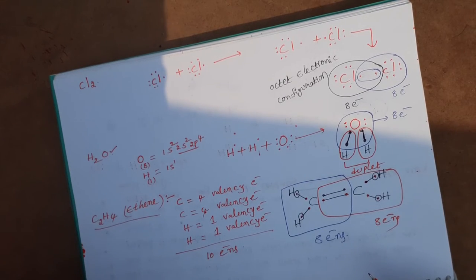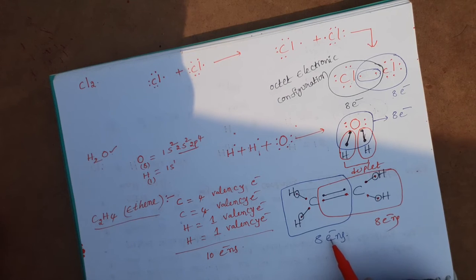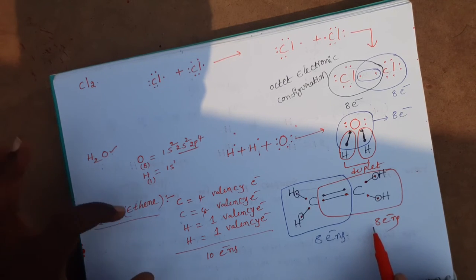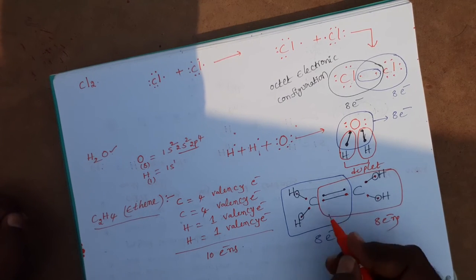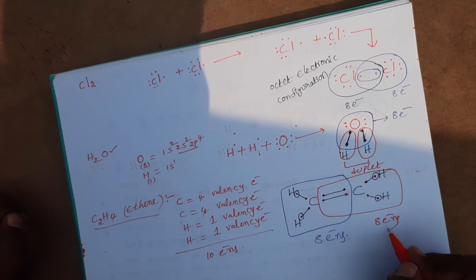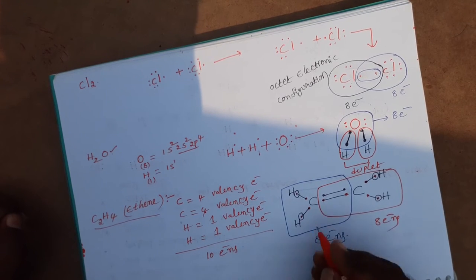See, actually each carbon contains 8 electrons. But here we can observe how many electrons are there? 16 electrons, but in its structure 10 electrons are present. Here we can observe after structure it contains 8 electrons. It also contains 8 electrons.